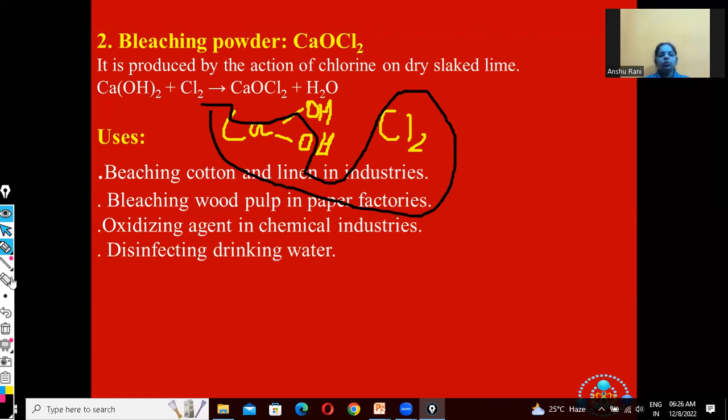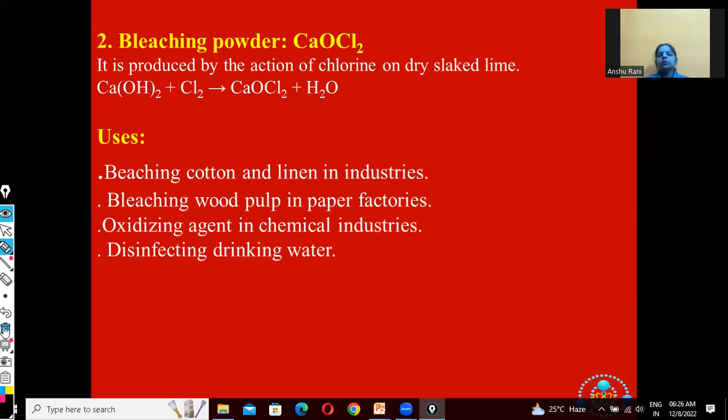Bleaching powder is used in different types of industries. The purpose of using this is that it can bleach colored things and make them colorless. It is used in textile industries. Sometimes when we get dupattas decolorized, that is with the help of this bleaching powder. Wood pulp can be bleached with it. In the sugar industry also we use bleaching powder to bleach the sugar solution.